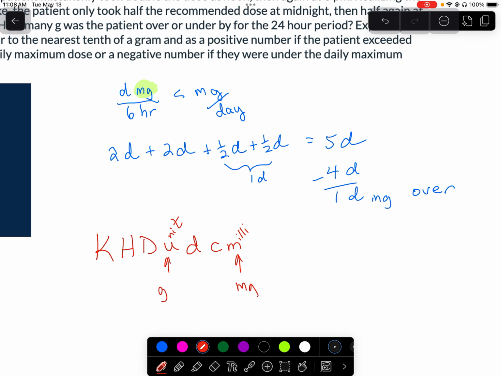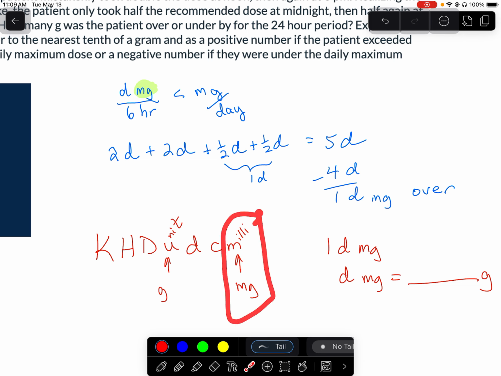This is our milligrams. Now, just like on the number line before, let's count the jumps. We have milligrams. 1 D milligrams is just D milligrams. And we're asking ourselves, how many grams is that? So we know the milligrams, so we are at this location. Count the jumps to get to grams. And what direction are we going? So jumps in direction are really important. So we're going to go 1 to the left, 2, 3 to the left.